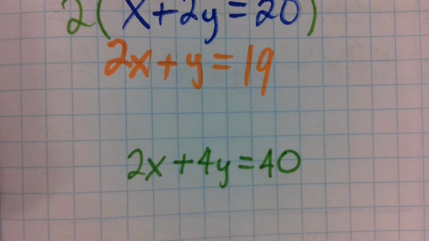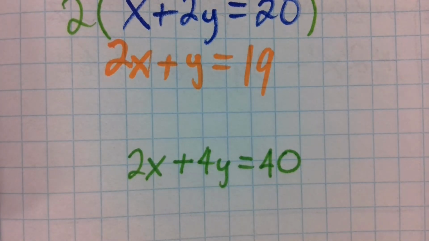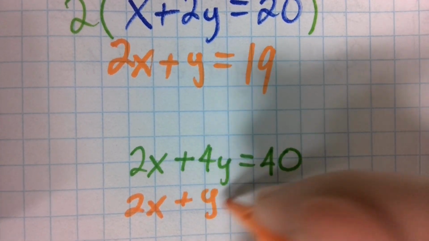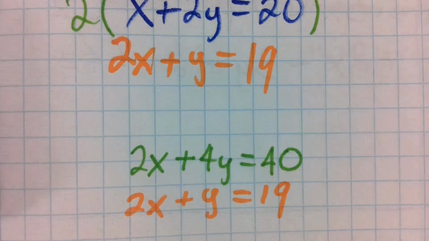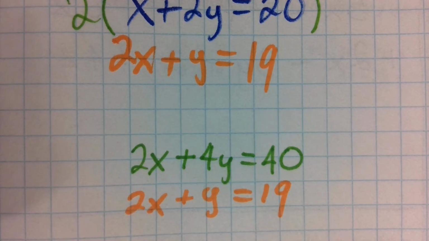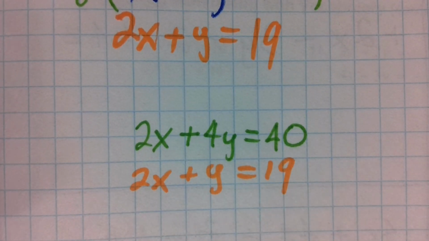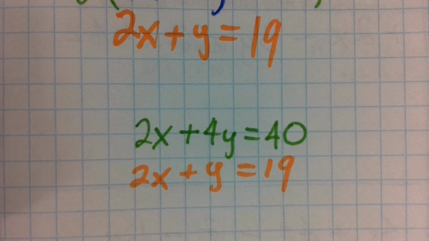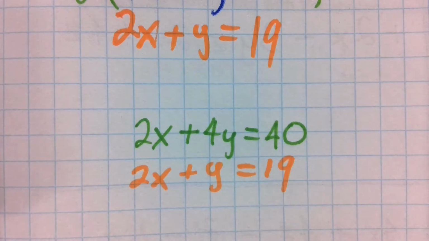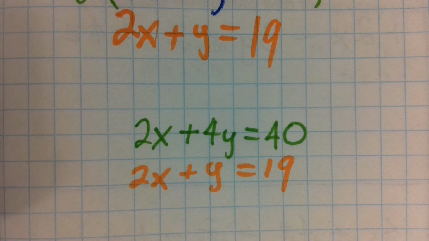Then down here, we would still have our old second equation, 2x plus y equals 19. Okay, now they have the same coefficient. So let's ask ourselves, what can we do to eliminate these two x's? Well, it's either going to be addition or subtraction, and if you don't know which, try both of them out.